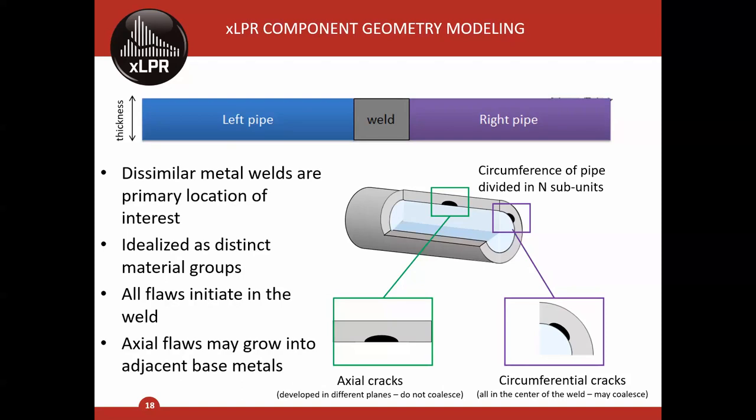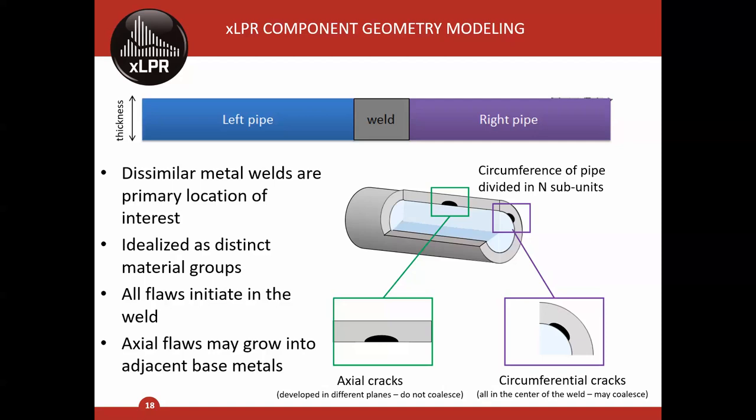Each of these parts or materials, left pipe, right pipe, and weld, are considered to be distinct, and separate inputs can be provided to xLPR for each of these materials. Not shown in the figure, but also included in xLPR, is a mitigation material, which can be used for modeling components that have inlays or overlays.